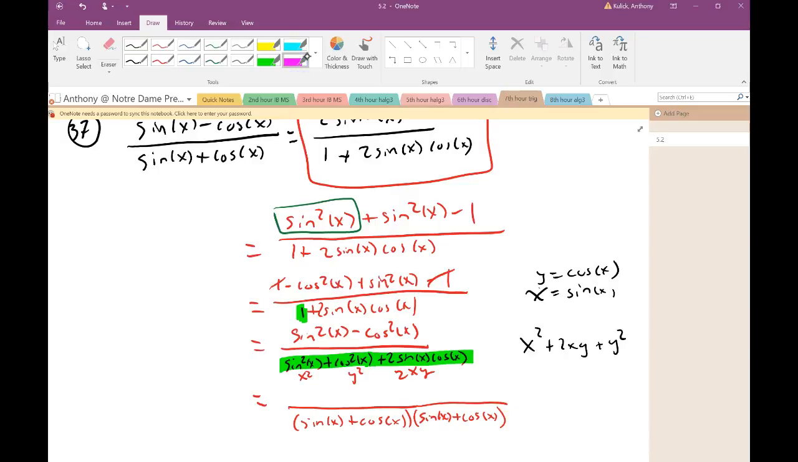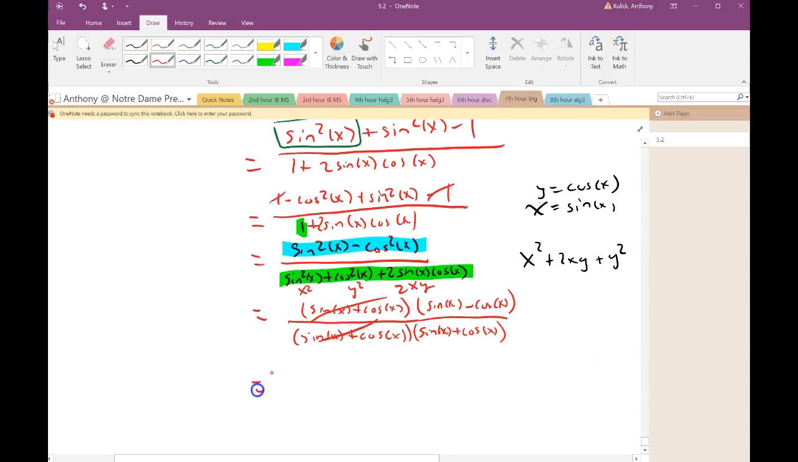If I check out the numerator here on this step, this also is something factorable. This is a difference of two squares, right? So I can say sine x plus cosine x times sine x minus cosine x. And those things cancel, and now I have exactly what I need.